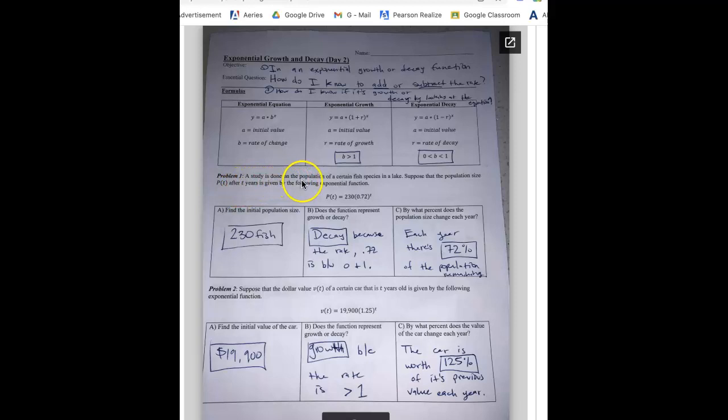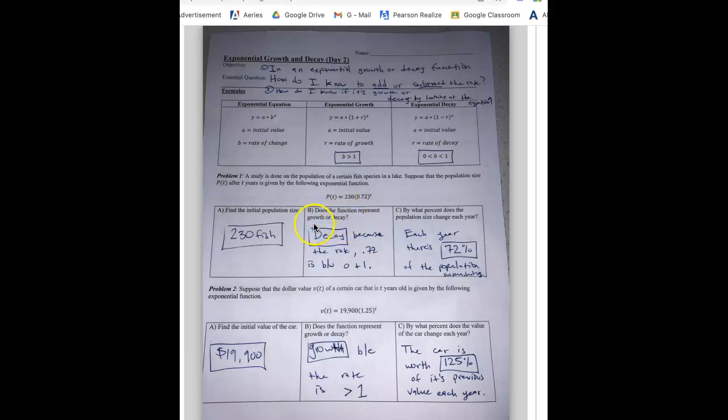A study is done on the population of a certain fish species. Suppose the population size after 2 years is given by the following exponential function. As I'm looking at this, I could break it down immediately, but I'll just start looking at the prompts. The initial population size, that's the initial value, which is this number here. So 230 fish initial size, again, as stated earlier. No real calculations needed on this one, mostly just observation and analysis.